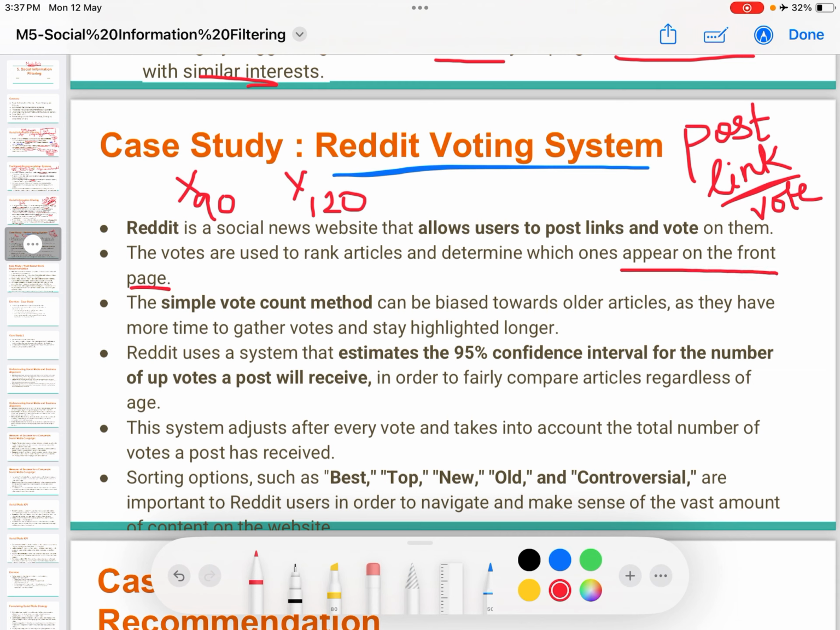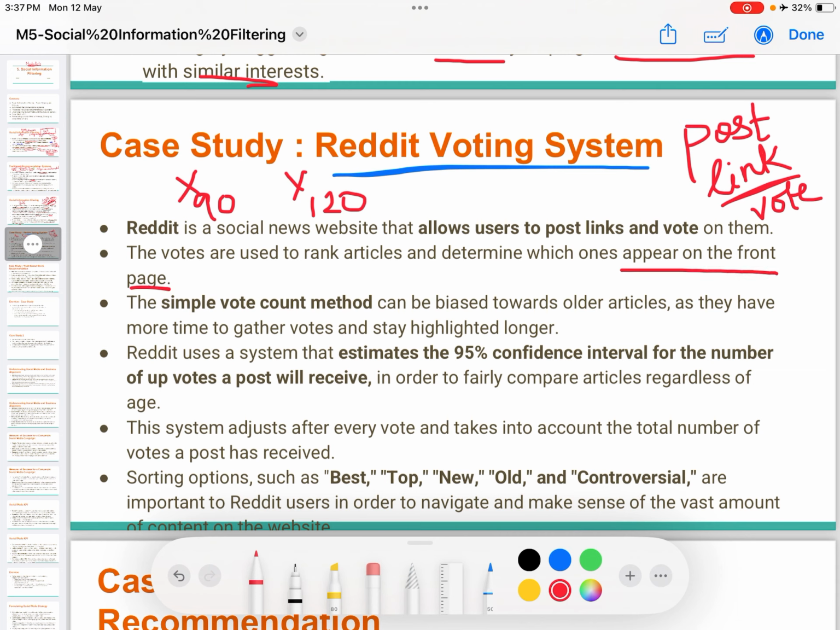Why did it gather 120 votes? Because it was published previously to X. As they have more time to gather votes and stay highlighted longer. So Y will stay highlighted longer because it was an older article. It received more votes. So I hope you are understanding the simple vote count method. It is biased towards Y because Y is an older article, because Y was published prior.